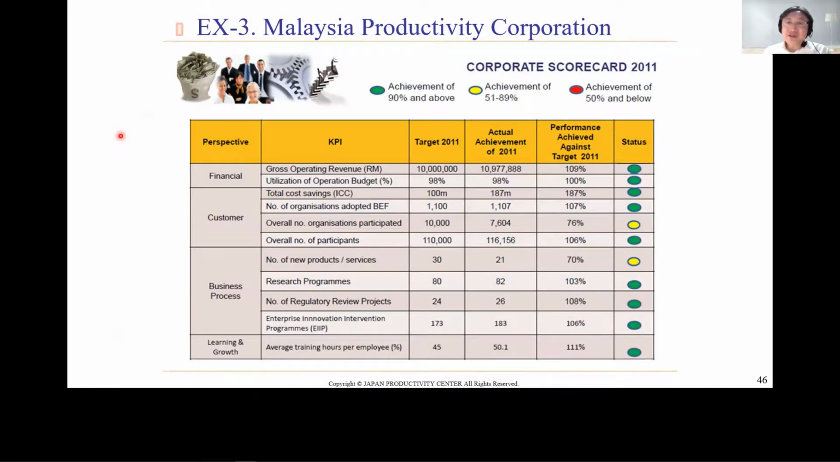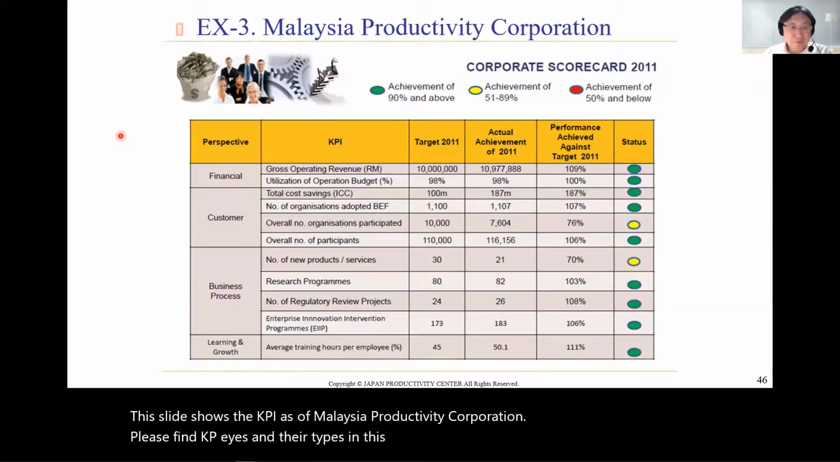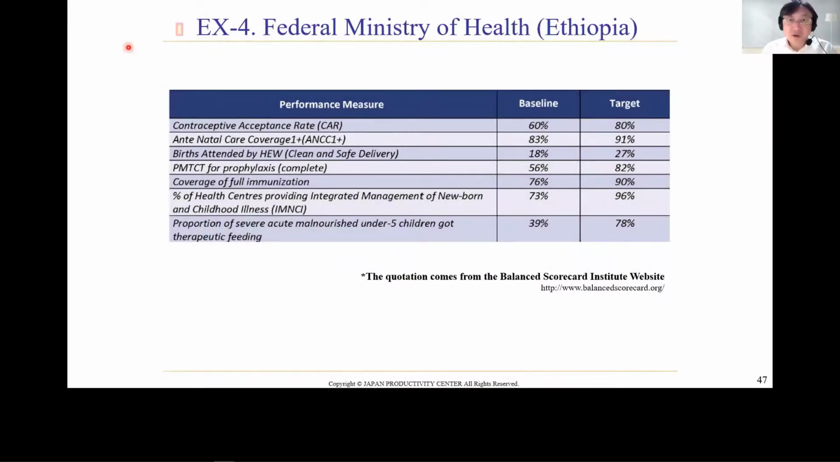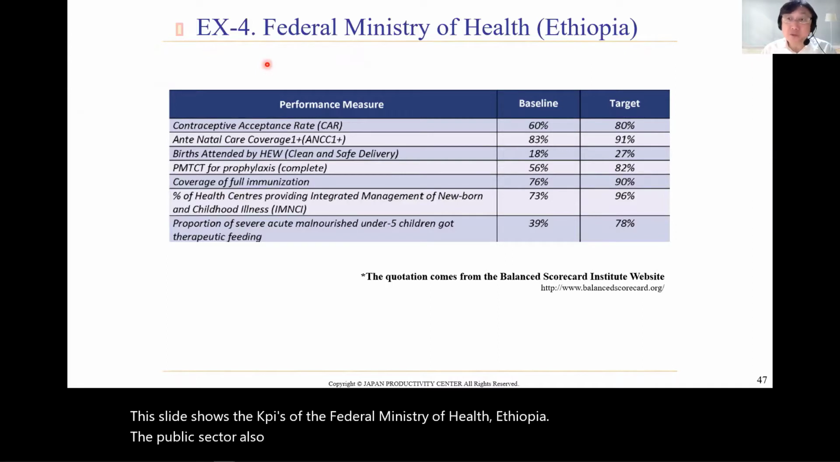This slide shows the KPIs of Malaysia Productivity Corporation. Please find KPIs and their types in this table. This slide shows the KPIs of the Federal Ministry of Health, Ethiopia. The public sector also set the KPIs to monitor and evaluate the results of the activities.